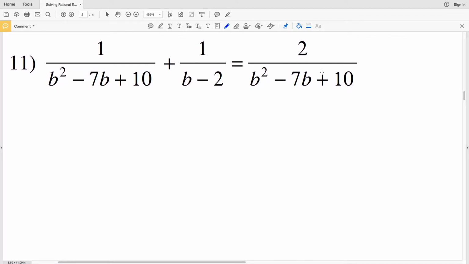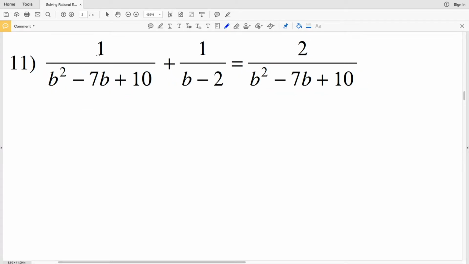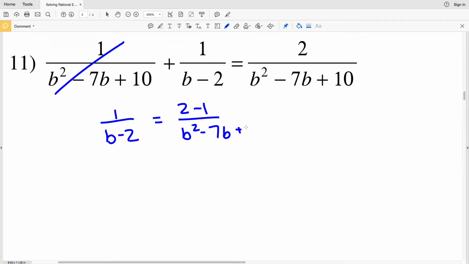In number 11, I'm going to start by rearranging the equation. I have two denominators that are the same, but I need them on the same side in order to combine. So I'm going to start by subtracting 1 over b squared minus 7b plus 10. I'll have 1 over b minus 2 on the left-hand side, and that will be equal to 2 minus 1 over b squared minus 7b plus 10, since I can combine the numerators on the right.